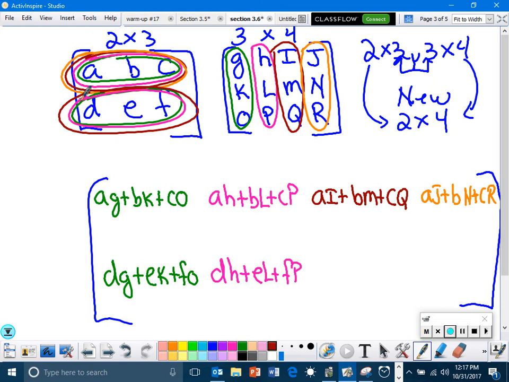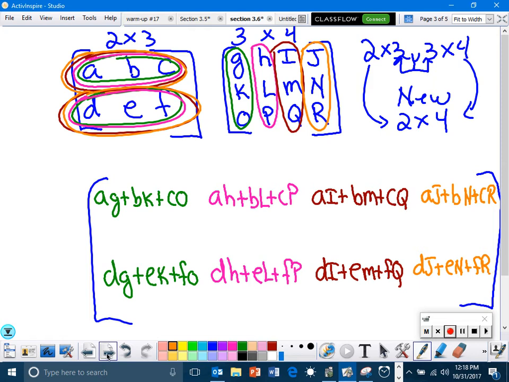Second row, third column. D times I plus E times M plus F times Q. And then the last one, again, second row, fourth column. D times J plus E times N plus F times R. Takes a bit of time. It's going to be a little bit of work, but that's how we multiply those together.